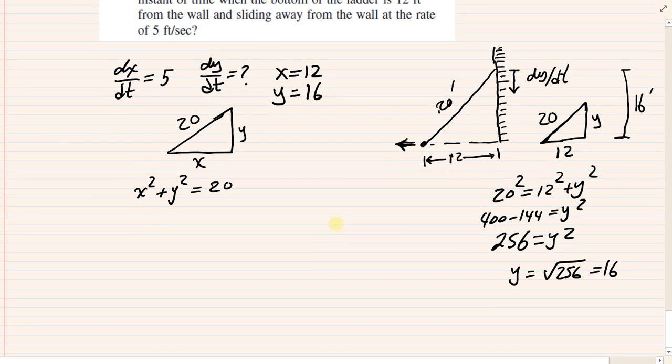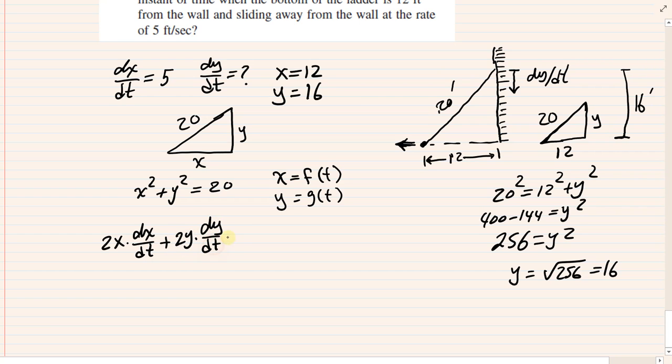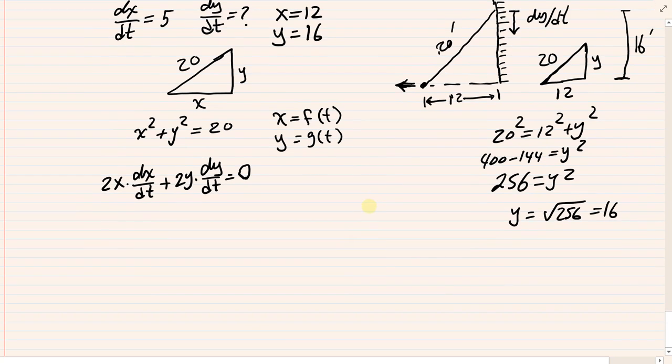Now, let's take the derivative of both sides. Derivative of, again, x here, the horizontal distance is a function of time as it begins to slide, and so is y. So anytime we take the derivative of x and y, we're going to have dx/dt and dy/dt respectively. So derivative of x squared is 2x, but remember dx/dt, chain rule. Derivative of y squared would be 2y, and then dy/dt, its own chain rule, and 0 on the other side. Okay.